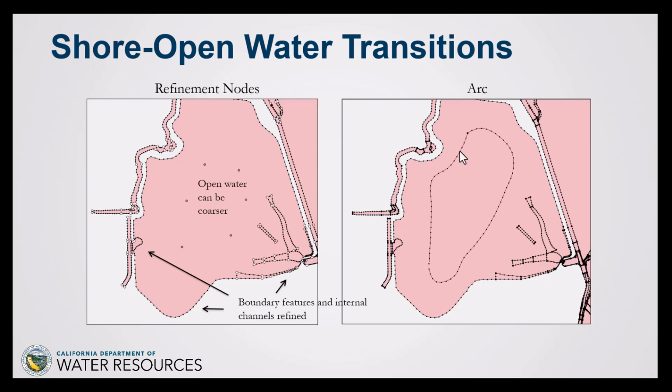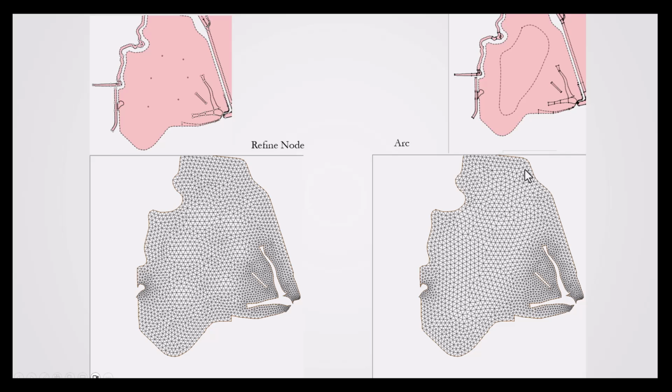So in terms of the quality of mesh that they produce, these refinement nodes tend to produce these kind of concentric circle artifacts. These generally can be relaxed away by using the mesh relaxation polygons. So usually there's something you can do about them. The arc method produces what I consider to be a nicer starting mesh, but they both work.